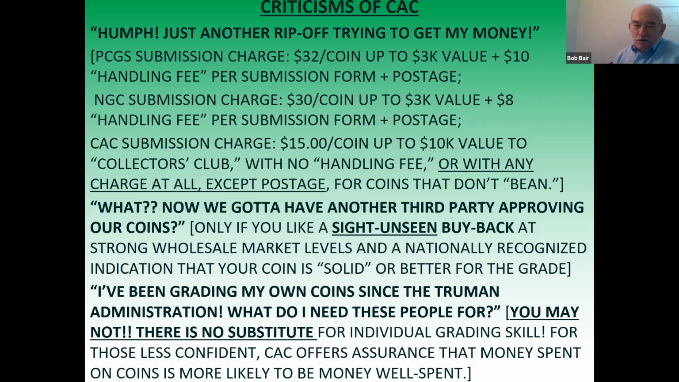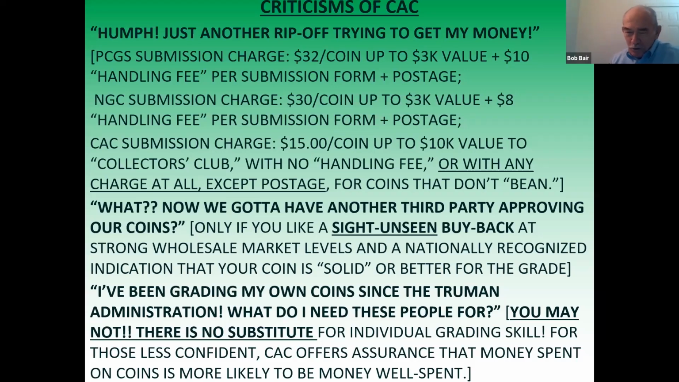"What? Now we've got to have another third party approving our coins?" Well, yeah, only if you like a sight unseen, there it is again, a sight unseen buyback at strong wholesale market levels and a nationally recognized indication your coin is solid for the grade or better than that.